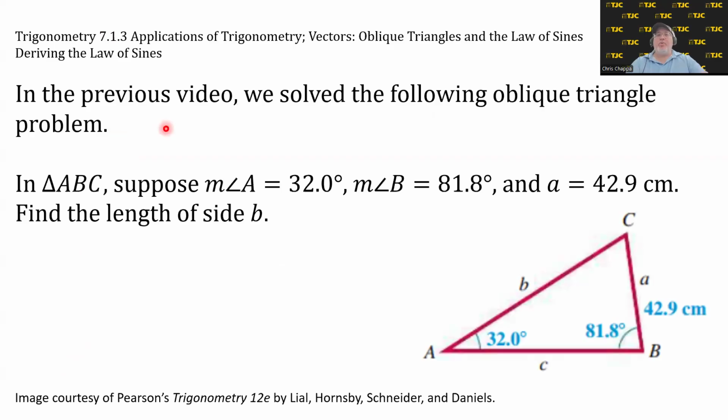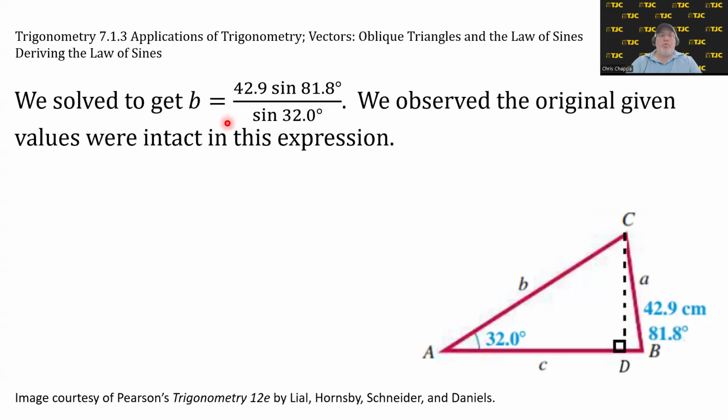In the previous video, we solved the following oblique triangle problem. In triangle ABC, suppose the measure of angle A is 32.0 degrees, the measure of angle B is 81.8 degrees, and a equals 42.9 centimeters. Find the length of side b. We solved to get b equals 42.9 times sine of 81.8 degrees over sine of 32.0 degrees. We observed the original given values, the ones in blue, were intact in this expression.